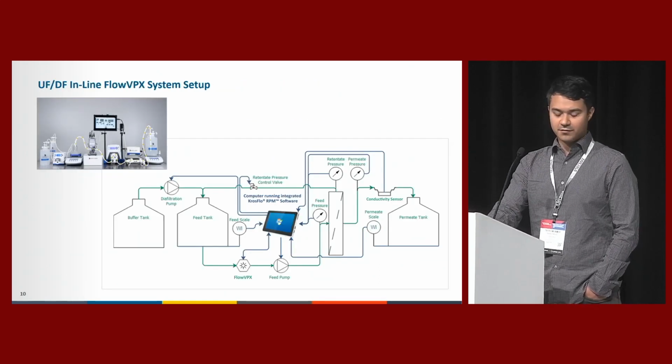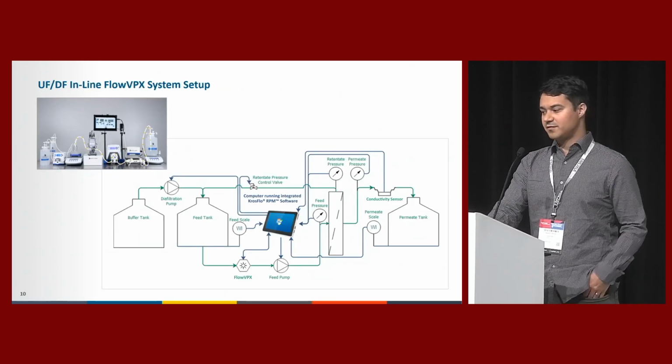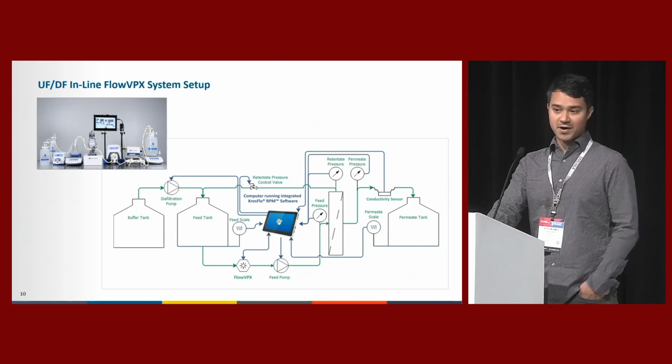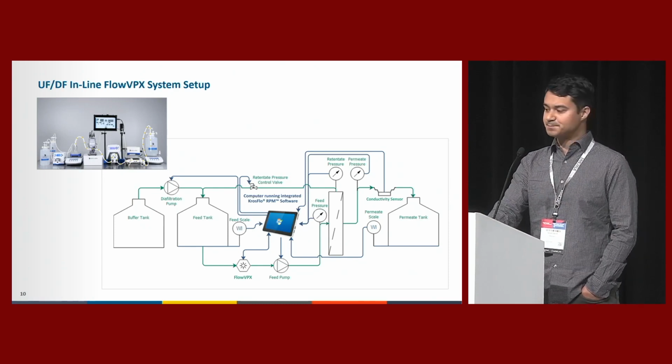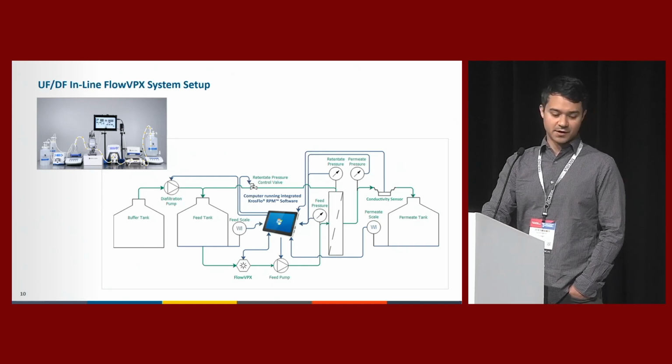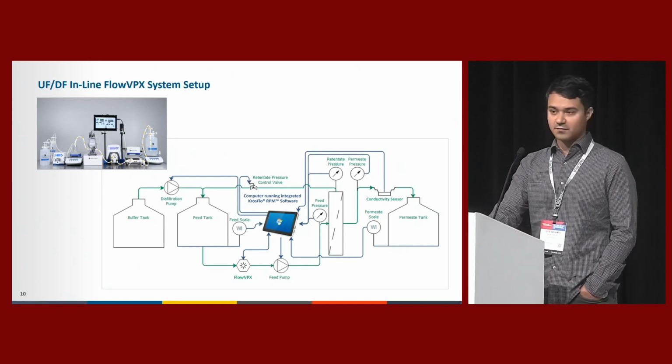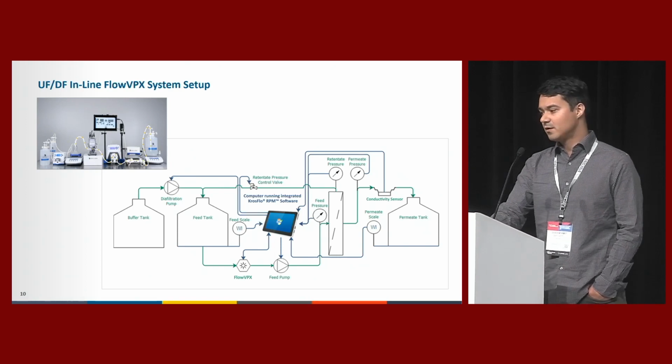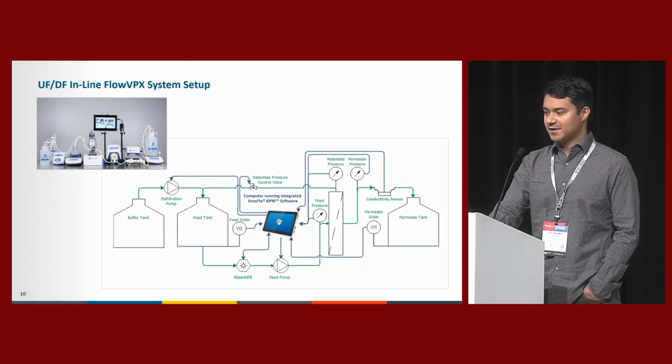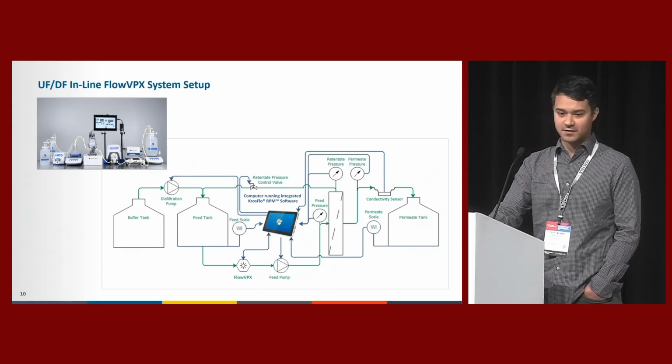So by introducing the FlowVPX into a TFF flow path, you now have a very powerful tool for running your UFDF process. So in the setup shown here, you can see the FlowVPX is placed on the feed line where it's most representative of the concentration inside the recirculation vessel. And with this placement, accurate measurement can be taken throughout the process, so you know the concentration at any point.